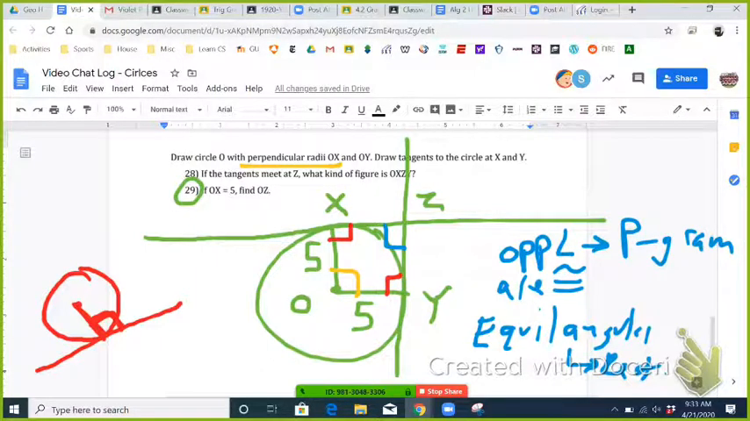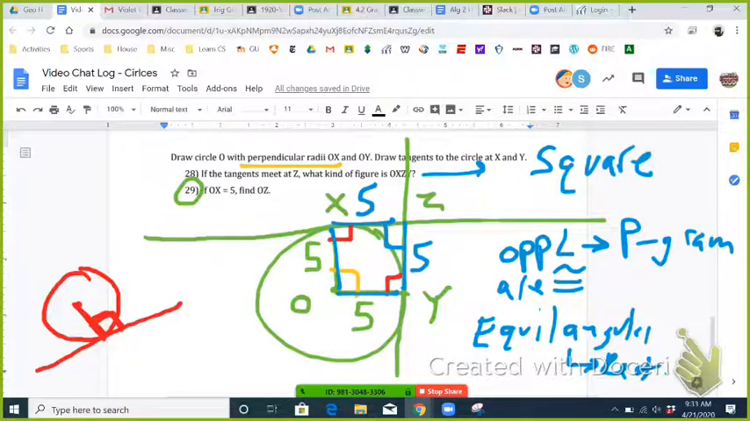Alright, so since it's a rectangle and a parallelogram, we know that a property of a parallelogram is that opposite sides are congruent. So if this side is 5, this side has to be 5. And if this side's 5, this side has to be 5 as well. So by using that property of a parallelogram, we just proved that this is a square because it's got equal sides and equal angles.